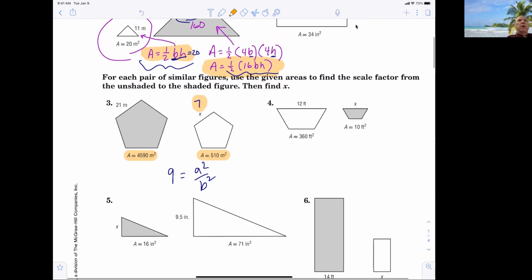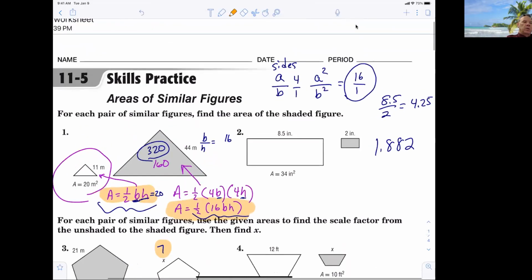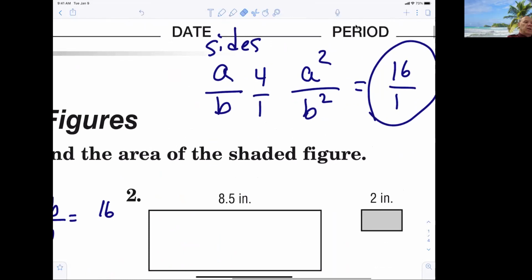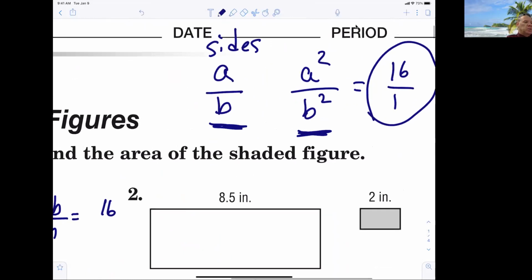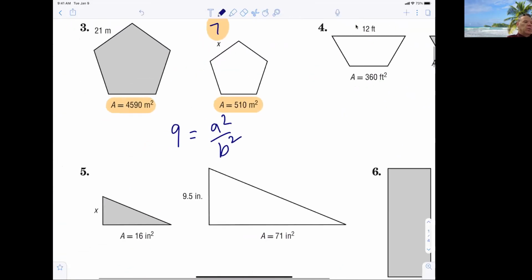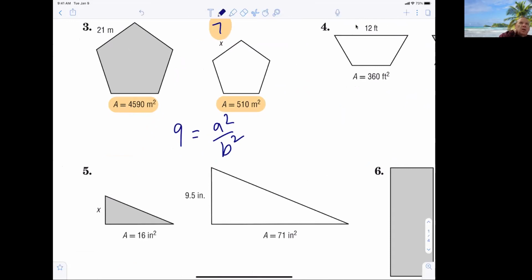Look right here. This is the key to everything right here. If I have the ratio of the sides, it's A to B, right? To find the ratio of the areas, I'm just squaring. So if I have the ratio of the areas, how do I find the sides? That's it. What's the square root of 9? 3. So that means that the large pentagon, the sides are 3 times as large as the smaller one.